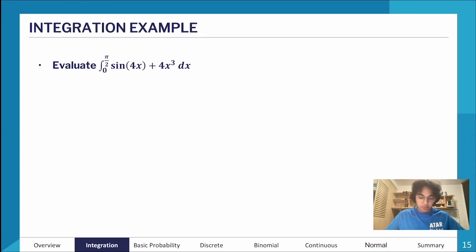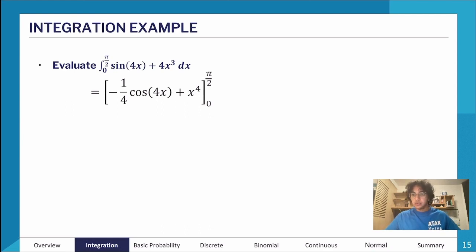From 0 to pi on 2 of sine 4x plus 4x cubed, with respect to dx. So what we're going to be using is that table that I showed you a few slides earlier, and also the fundamental theorem of calculus to evaluate this expression. The first step is to integrate it, right? To integrate this, I just used the integral table that I showed a little bit before.